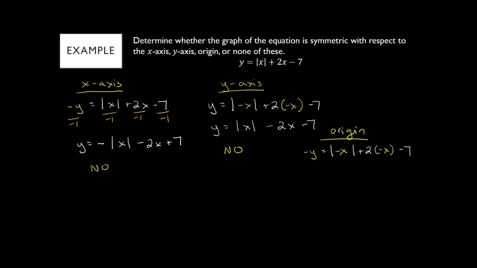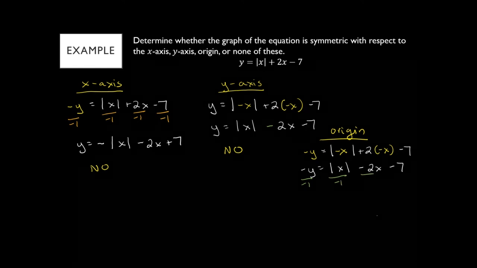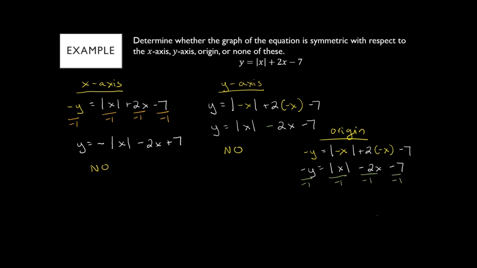So I'm going to just start by simplifying the right side. So I still have negative y on the left. The absolute value of negative x is equal to the absolute value of x. Then I have minus 2x. Then I have minus 7. So to test to see if I get the same thing, let's divide everything by negative 1. So I'm going to divide everything by negative 1 so that I can solve for y.